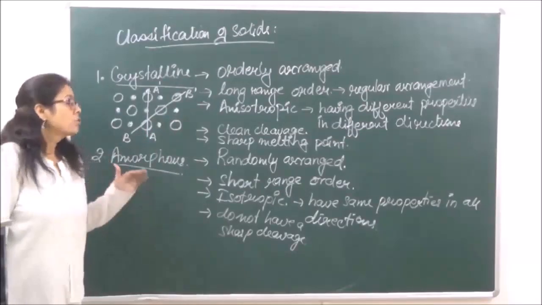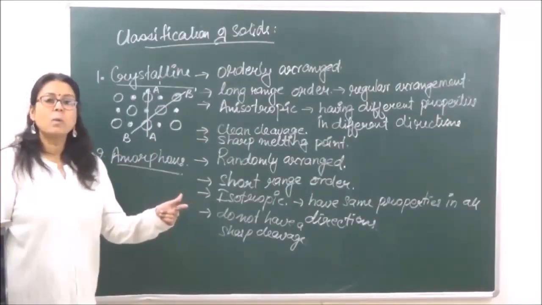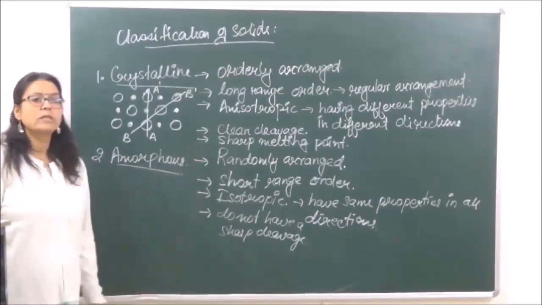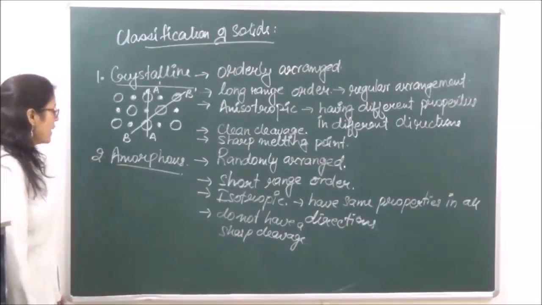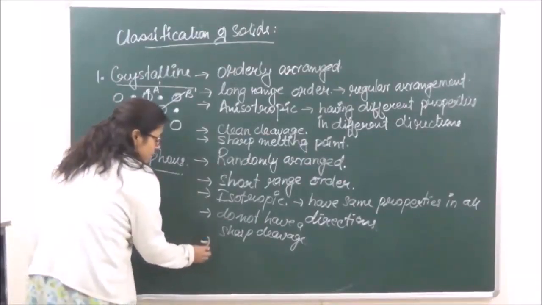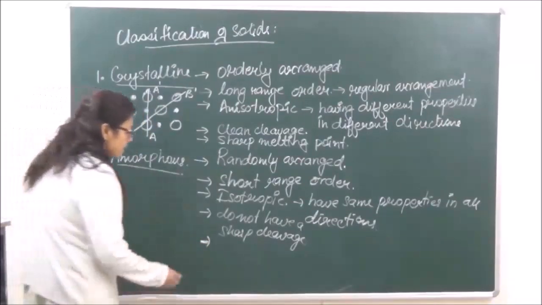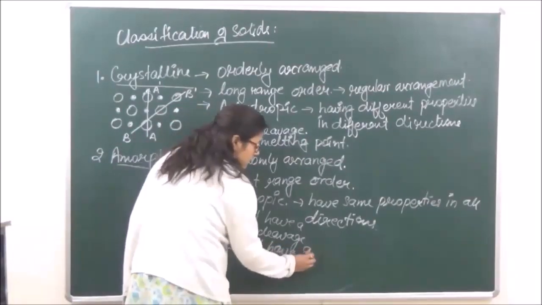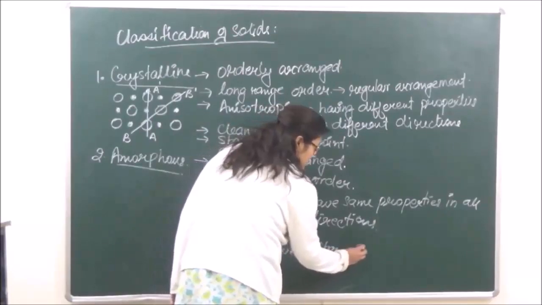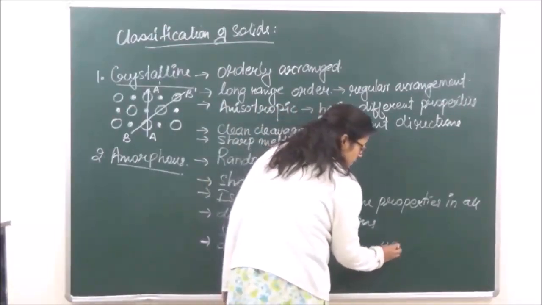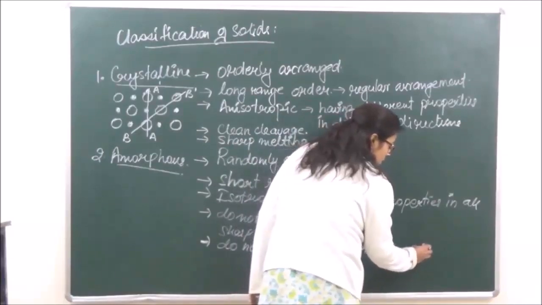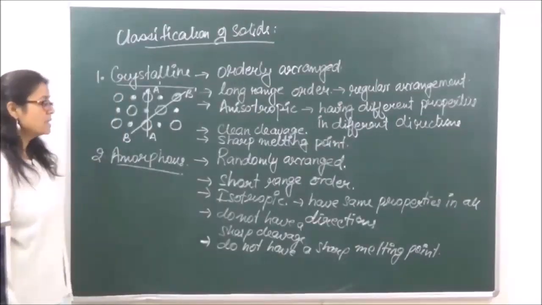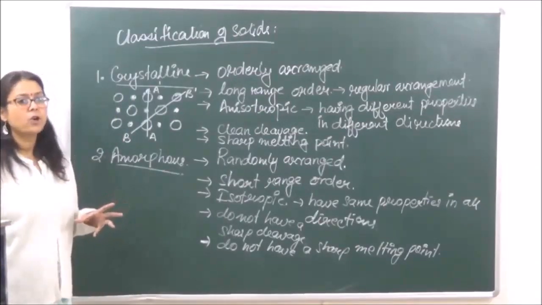That does not happen. So crystalline जो है, they just melt at one particular temperature. They do not keep melting over a range of temperature. इसलिए हम बोलते हैं कि इनका sharp melting point है. Whereas जो amorphous हैं, they do not have a sharp melting point, which means that they keep melting over a range of temperature.